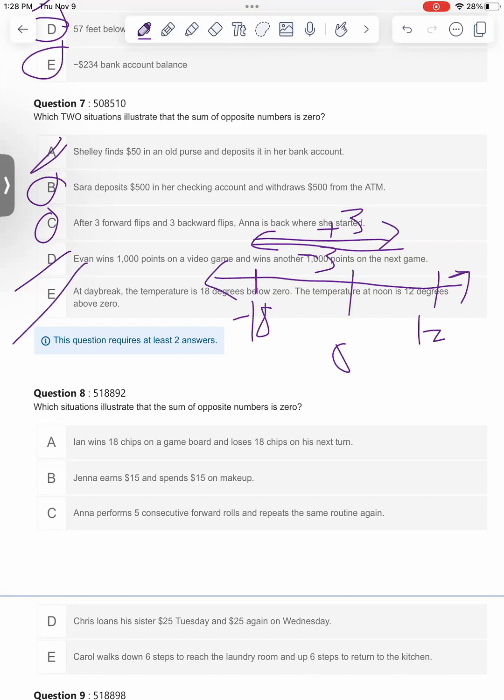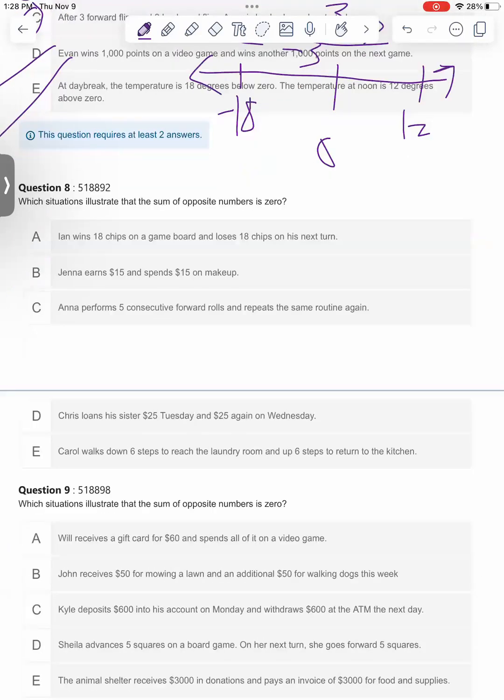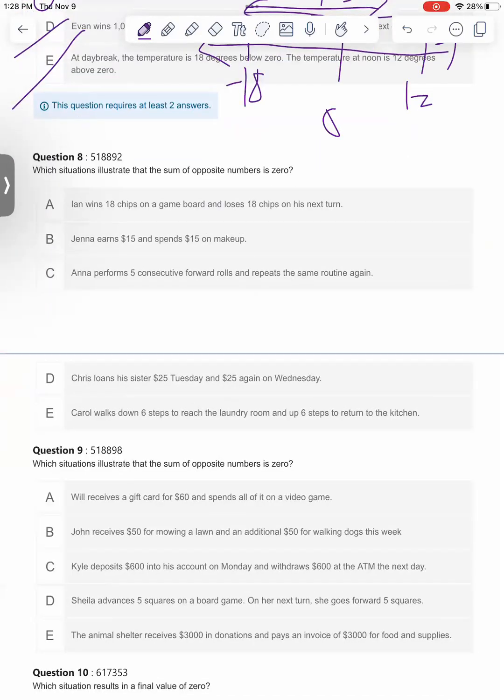All right. Let's see, which situations illustrate the sum of opposite numbers is zero? Another one of these. He wins 18 chips on a game board and loses 18, so plus 18 minus 18. Jenna earns 15 and spends 15. Then Anna does 5 forward rolls and then does it again. That's 5 plus 5, so it's 10.